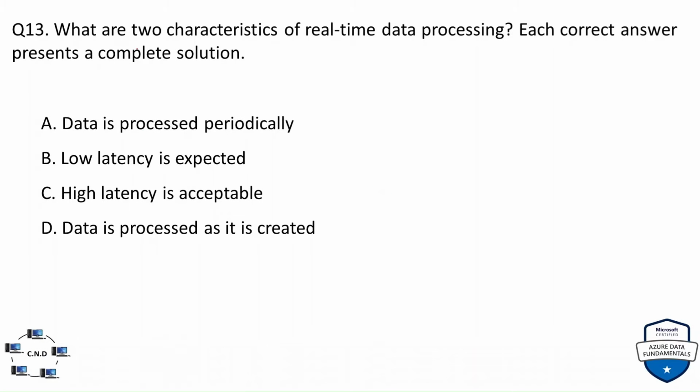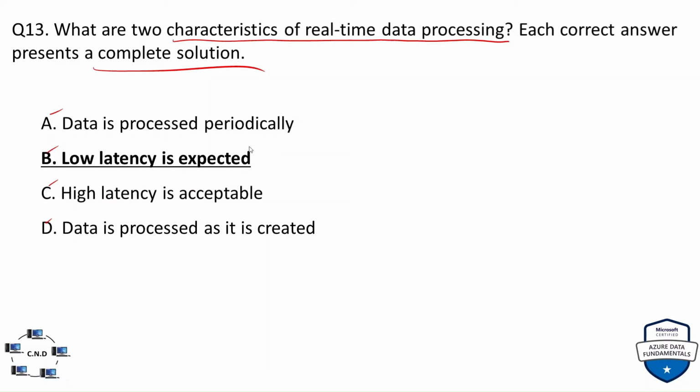Question number 13: what are two characteristics of real-time data processing? Each correct answer presents a complete solution. The options are A, data is processed periodically, B, low latency is expected, C, high latency is acceptable, and D, data is processed as it is created. The correct options are: for real-time data processing, low latency is expected and data is processed as it is created.